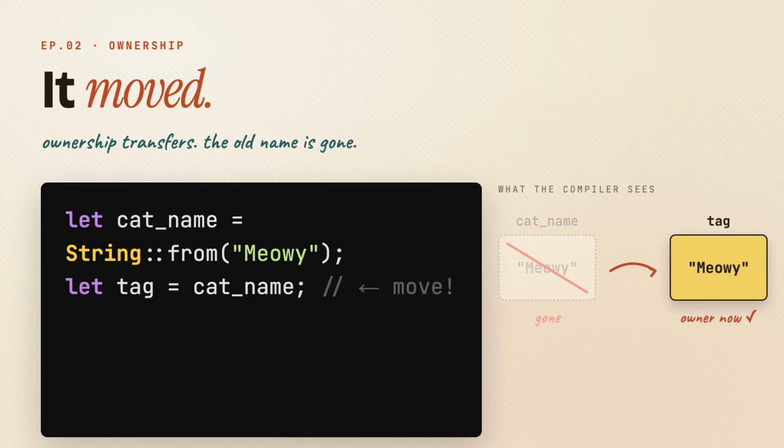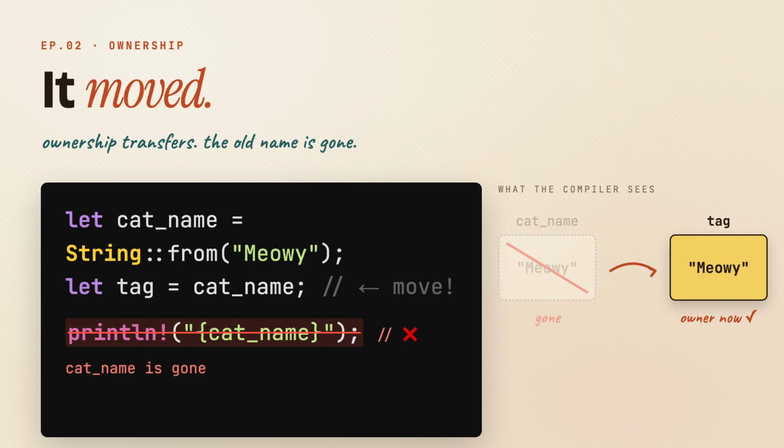In most languages, the second variable would be a copy of the first. But in Rust, this is a move. Ownership transfers from cat name to tag. The heap data isn't copied, just the pointer on the stack moves over. If you try to use cat name after the move, the compiler stops you at compile time, before your program runs. But the tag variable works. It's the new owner of the heap data.